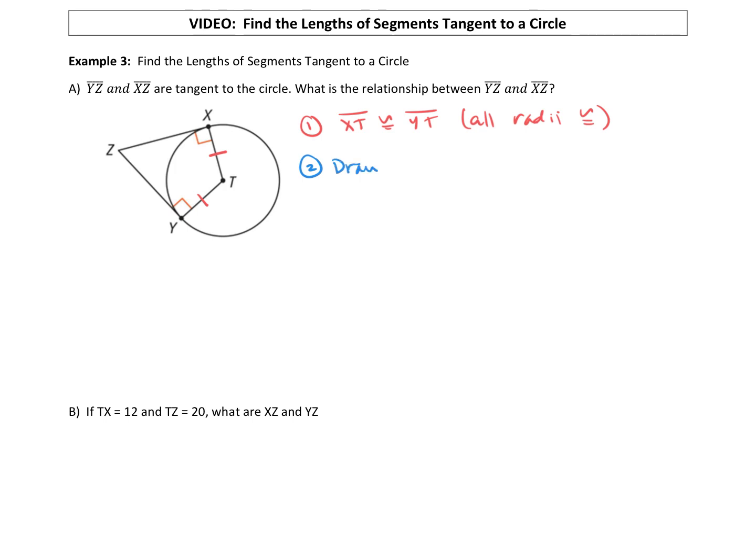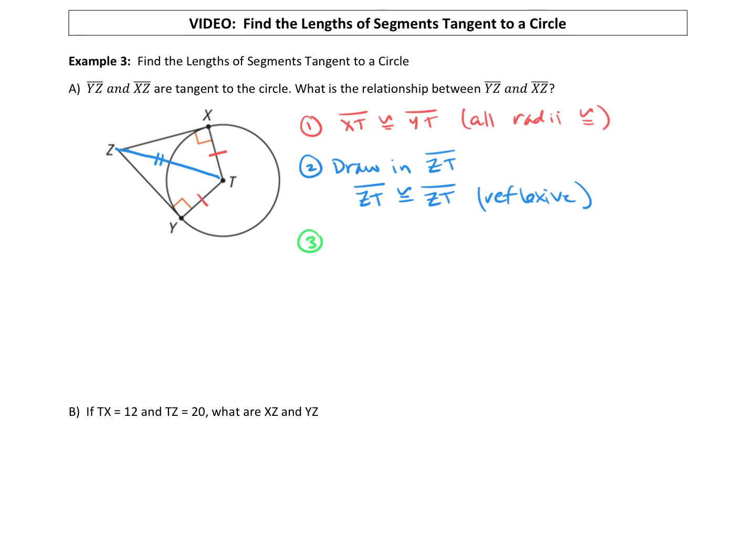All right, what else do we know? Let's draw in segment ZT. What this lets us do is think about two separate triangles right here. Now I have a segment ZT that's in both triangles, and it is congruent to itself. So ZT is congruent to ZT. Remember that reflexive property? All right, well, what else can we say?